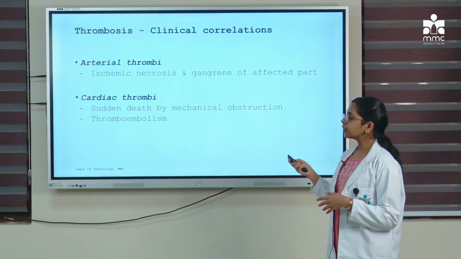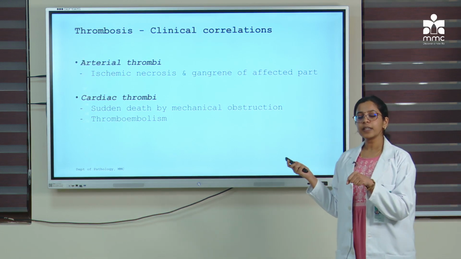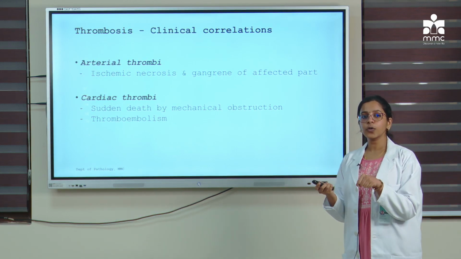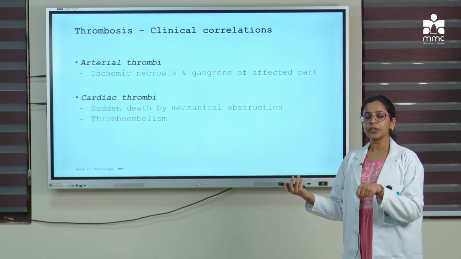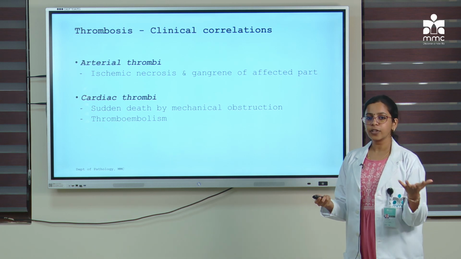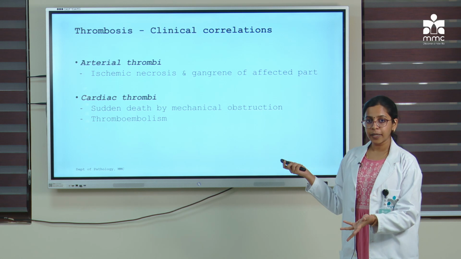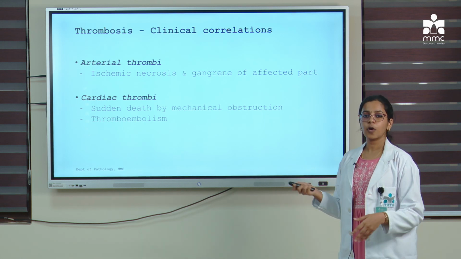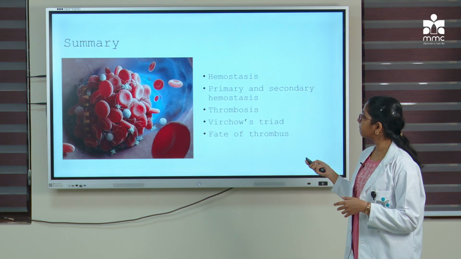In arterial thrombi, you are going to have ischemic necrosis and gangrene of the affected part. The artery which is supplying that particular tissue is getting occluded by the thrombus. So, that means the tissue which is getting nutrients from that artery is not going to get it. So, they are going to have ischemic necrosis and ultimately death of the cell will happen. In cardiac thrombi, because of the mechanical obstruction there will be sudden death, or there will be thromboembolism. So, these are the various clinical correlations of thrombi.